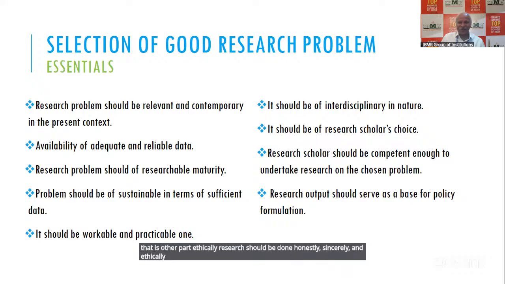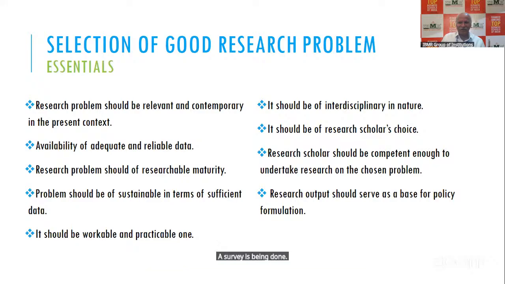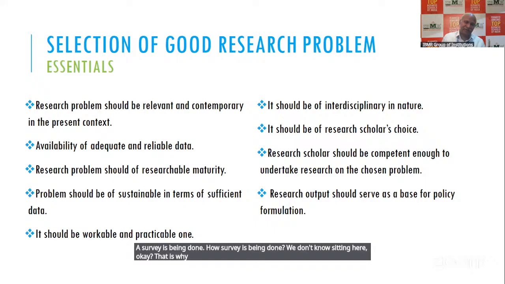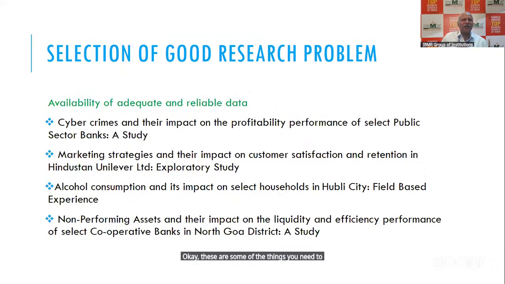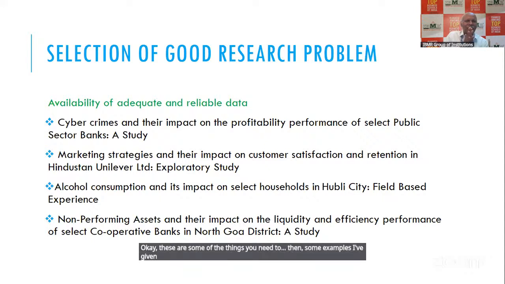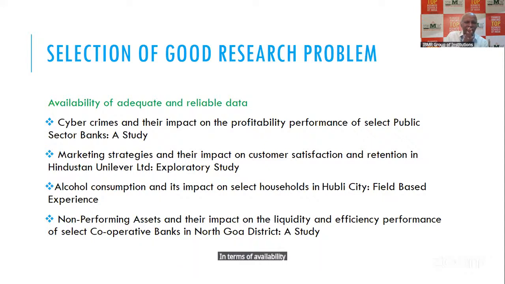Okay. Survey is being done. How the survey is being done, we don't know sitting here. That is why ethics in research plays a more important role. That is one component. These are some of the things you need to consider. Then some examples I have given in terms of availability of adequate and reliable data, because some of you must have experienced this.